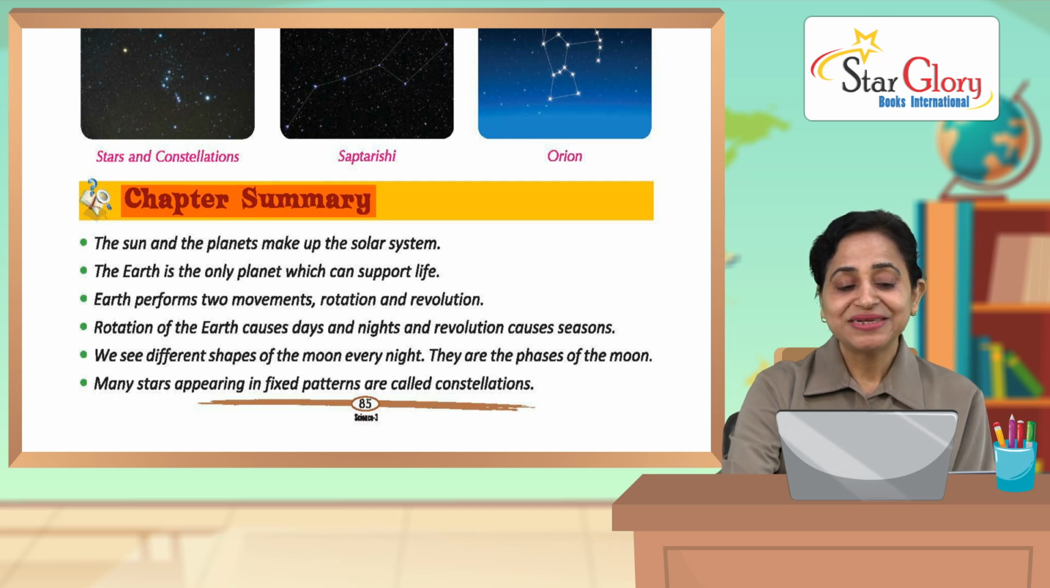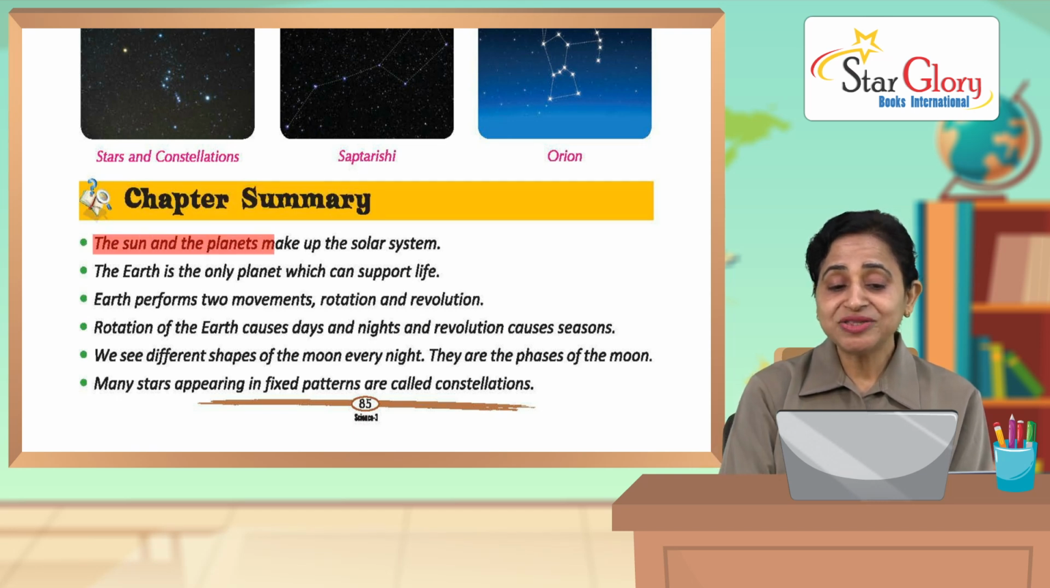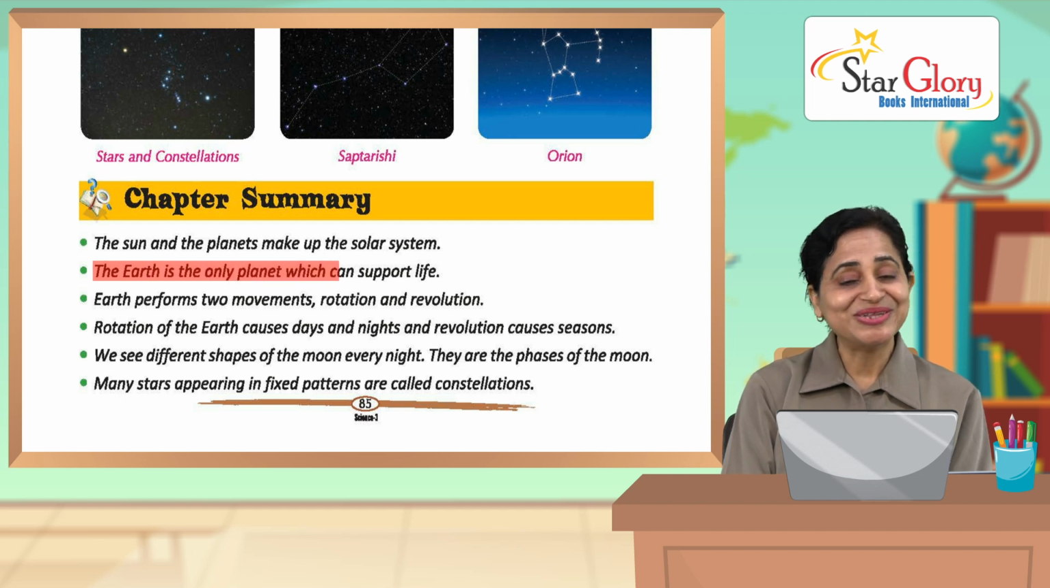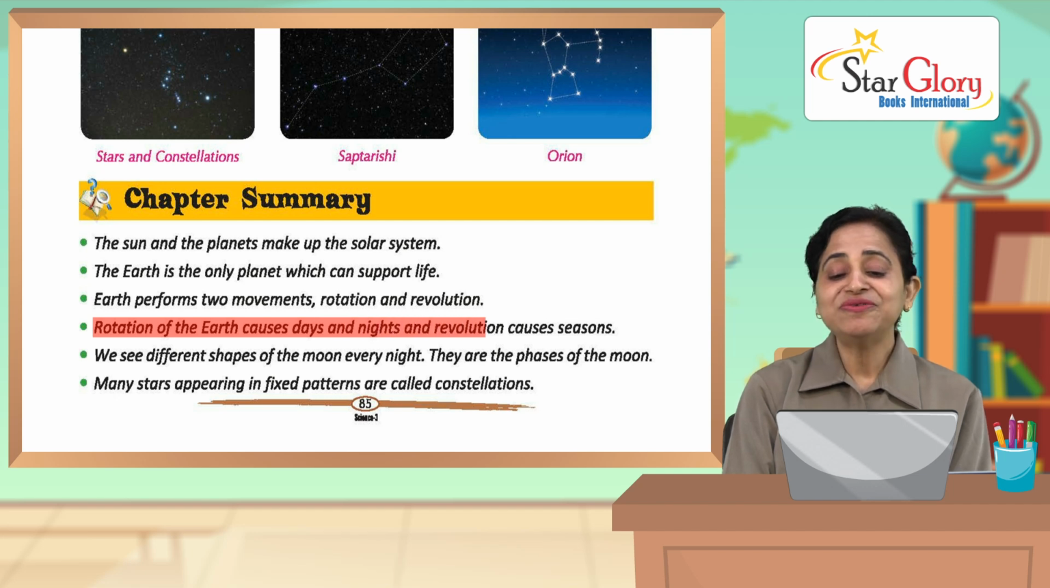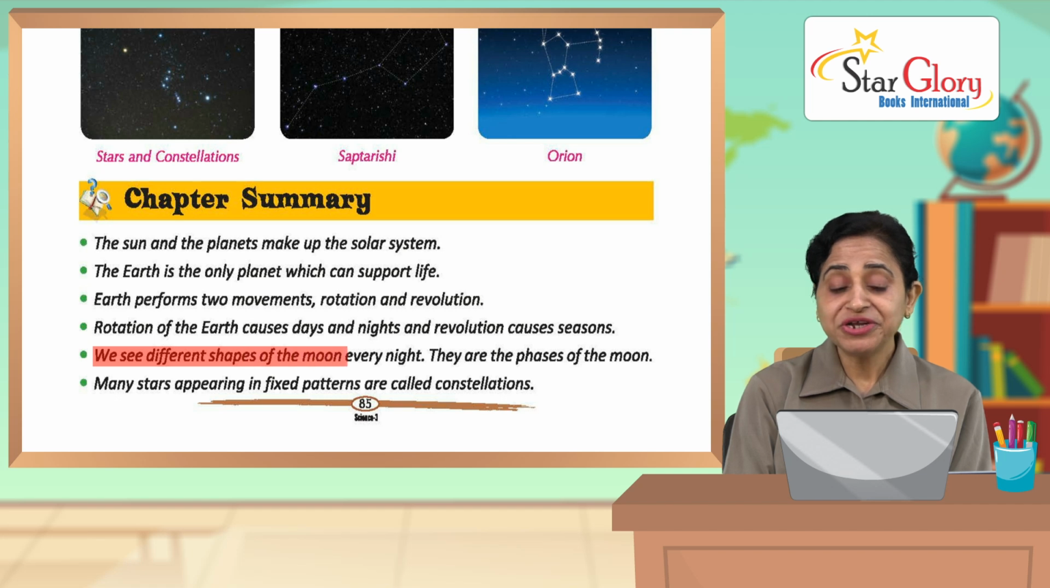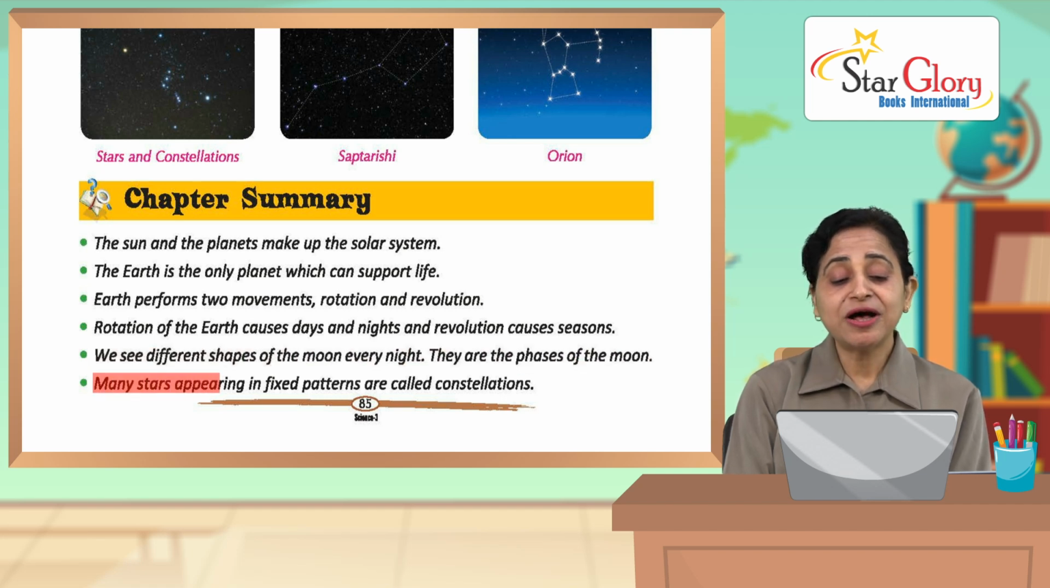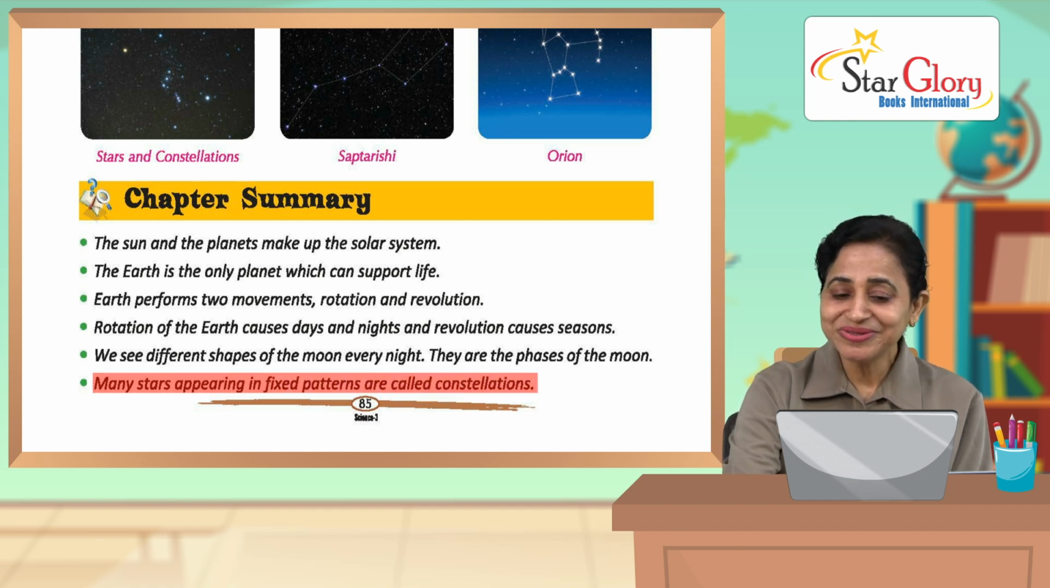Chapter summary. The sun and the planets make up the solar system. The earth is the only planet which can support life. Earth performs two movements, rotation and revolution. Rotation of the earth causes days and nights, and revolution causes seasons. We see different shapes of the moon every night. They are the phases of the moon. Many stars appearing in fixed patterns are called constellations.